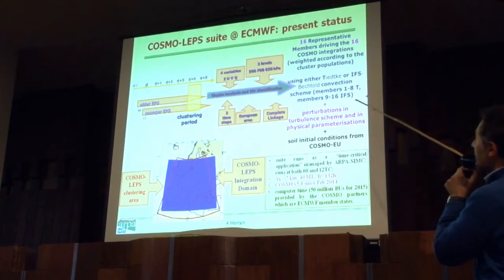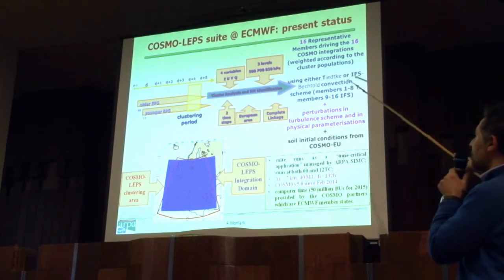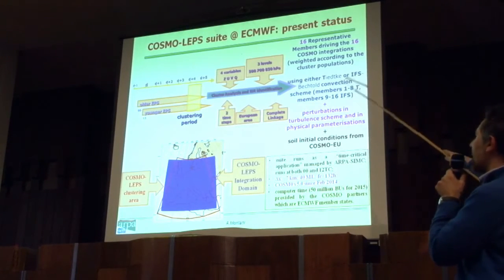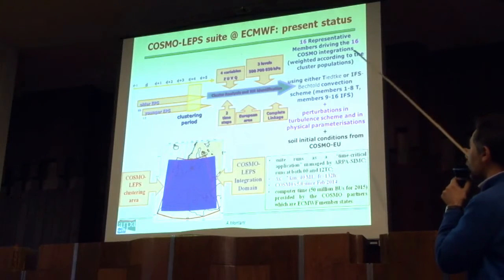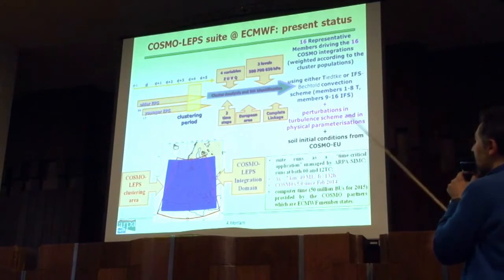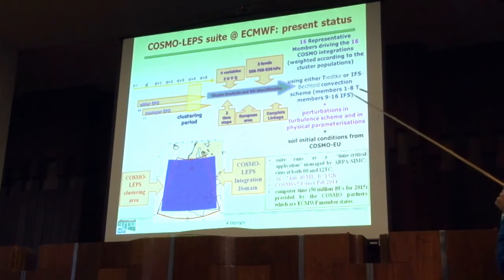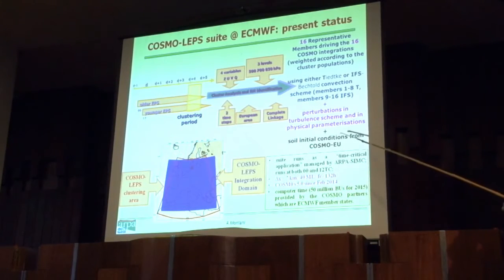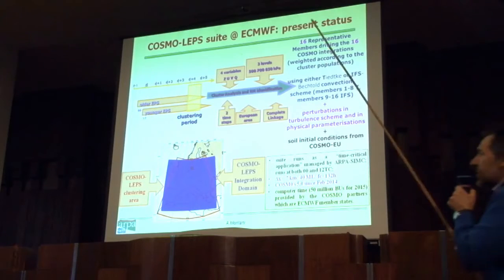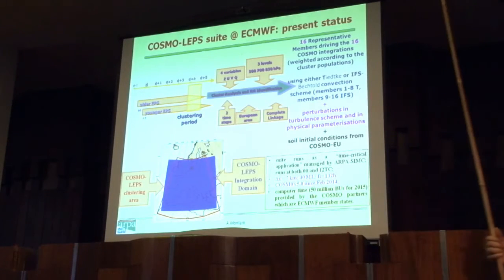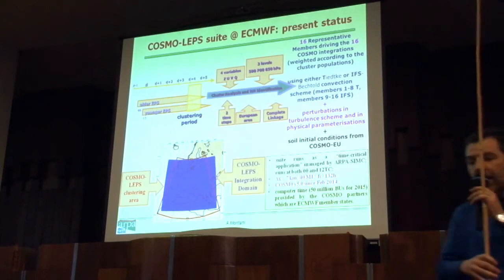Other things which are important are the 16-member runs with 2 different convection schemes. Members 1 to 8 run with the Tiedtke convection scheme. Members 9 to 16 run with the IFS vector convection scheme. Then we apply some perturbation in the turbulence scheme and physical parameterization, and we take the initial condition from COSMO-DE, which is another COSMO system run by the DWD, the German Weather Service.